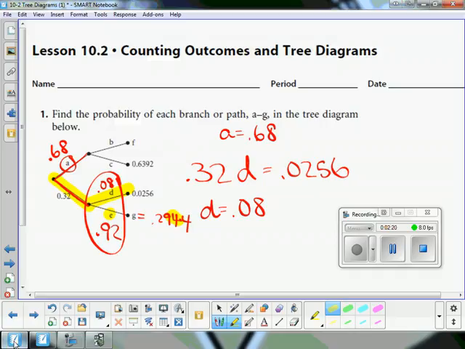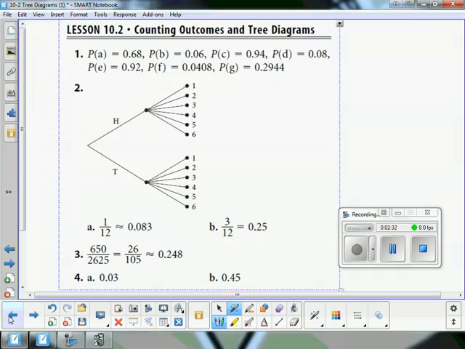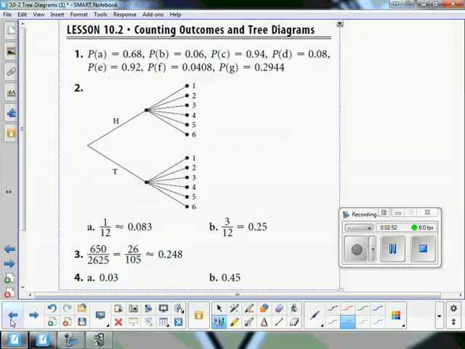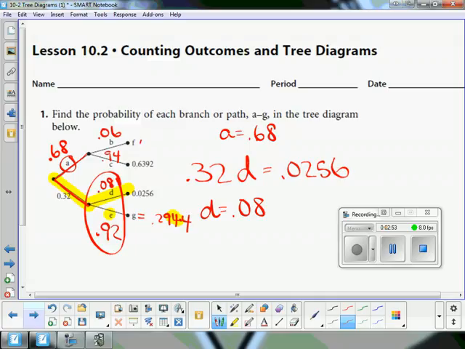So you would find C by doing 0.6392 divided by, so you would take this divided by this to get C, and that is 0.94. Once you know that C is 0.94, you'd go up to B, and that would be 0.06. And then finally, how would you find F? Yep, multiply A and B to get F, and that's going to be 0.0408.